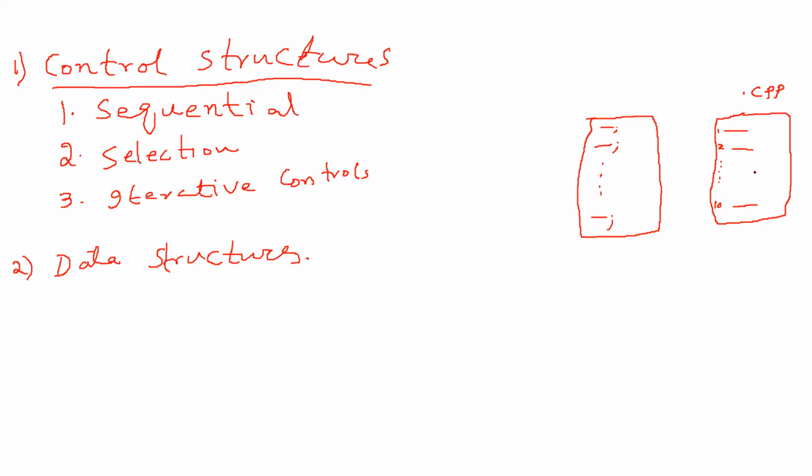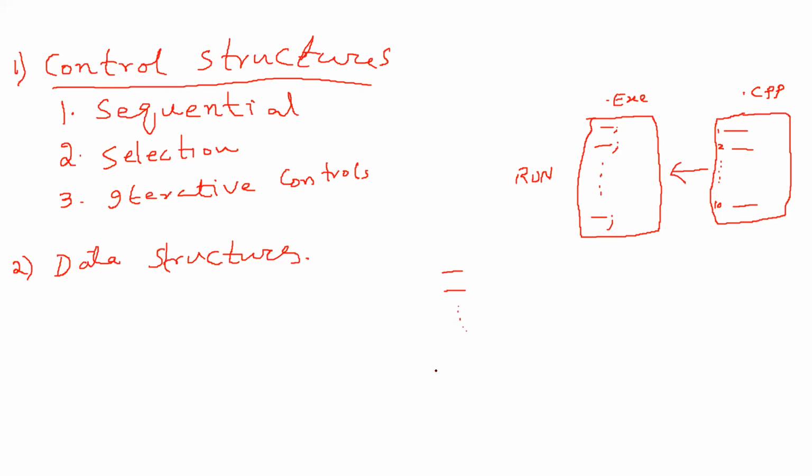The 10 instructions we have in the CPP file, after translation, we have the 10 instructions in the .exe file. Now what the compiler will do is a sequential control. Sequential control means when I run this program, line number 1 will be executed first and the action of line number 1 is taken. After completing the action of line number 1, line number 2 is taken by the compiler and the action on line number 2 is performed, and so on.